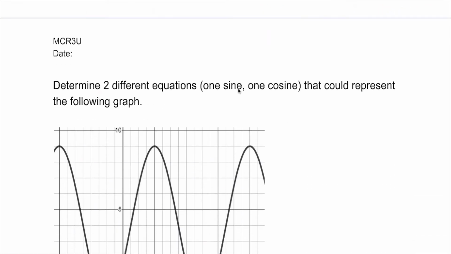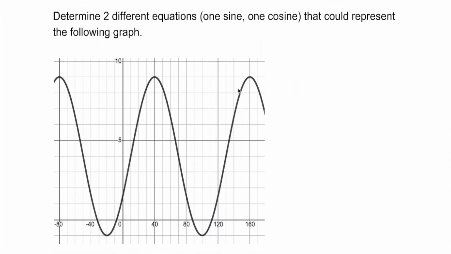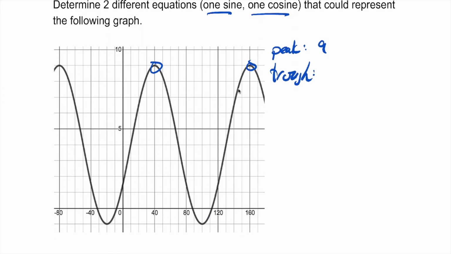We're given a graph, we need to determine the equation. Given a question like this, in this case we need both one sine and one cosine function. So given a question like this, I always like to get my peaks and troughs. It's easy to do, and it gives me half of what I really need. In this case, the peak, or the maximum value, we can see is 9. The trough, or my minimum value, we can assume the vertical scale is 1, so it's minus 1.